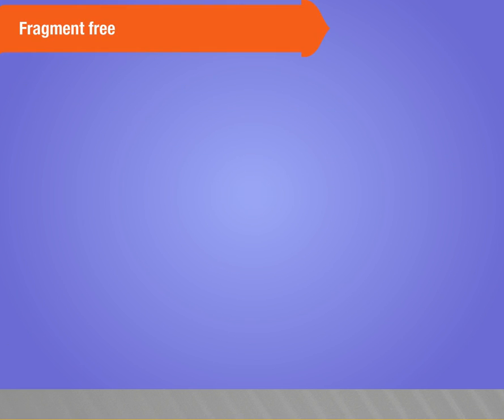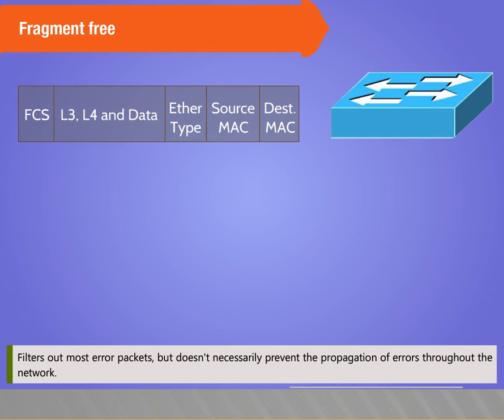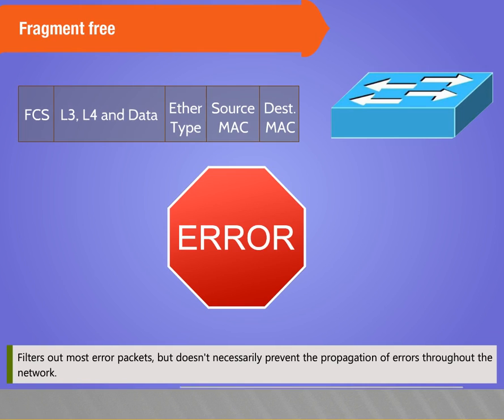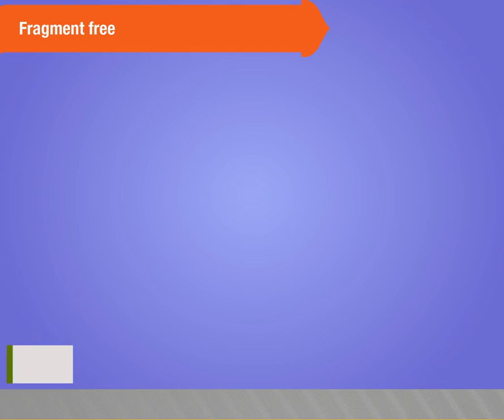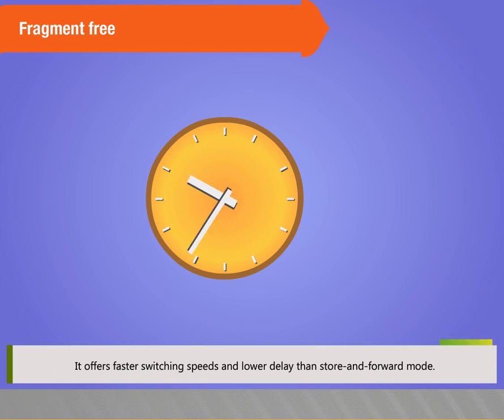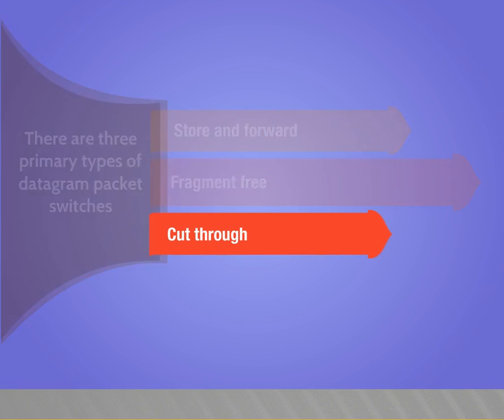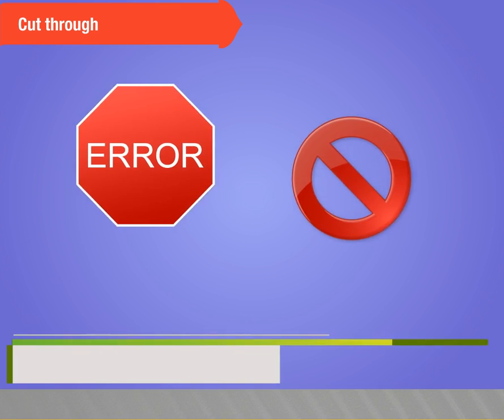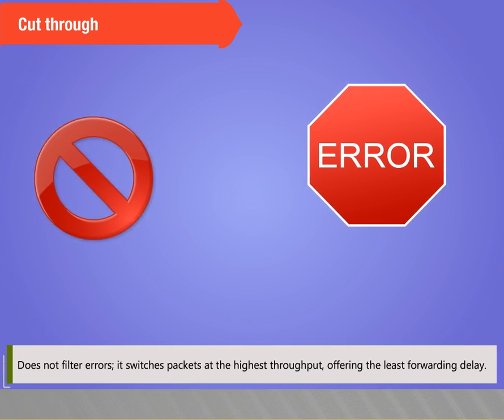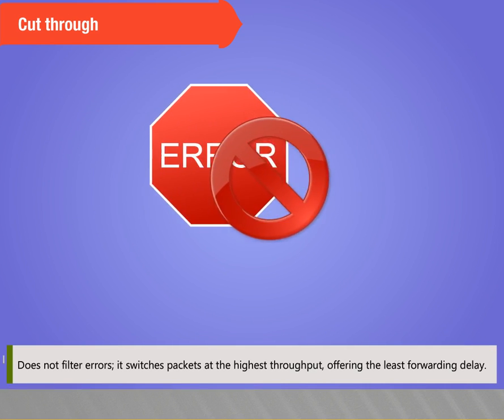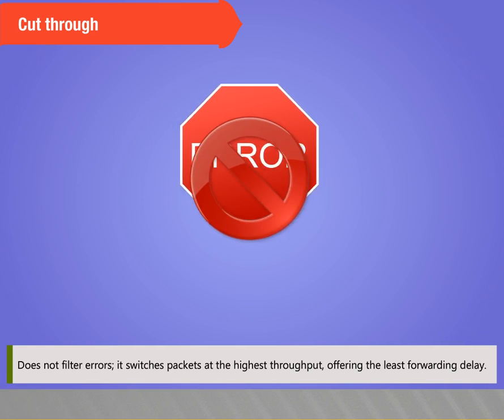Fragment-free filters out most error packets but does not necessarily prevent the propagation of errors throughout the network. It offers faster switching speeds and lower delay than store and forward mode. Cut-through does not filter errors; it switches packets at the highest throughput, offering the least forwarding delay.